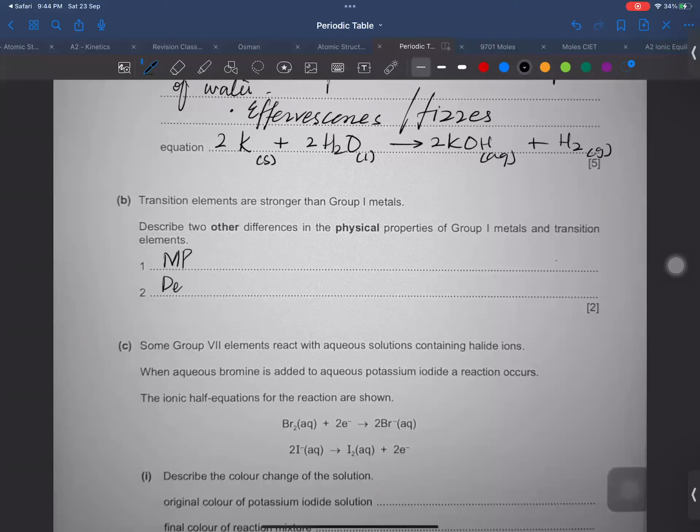We can say that group 1 metals have lower melting point than transition metals. Group 1 metals have lower density than transition metals. Right, children? Lower melting point than transition metals, right? Lower density than transition metals.